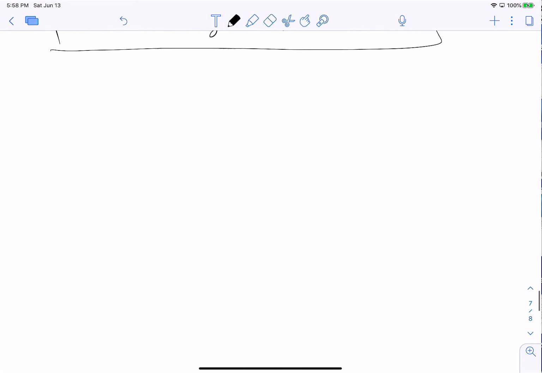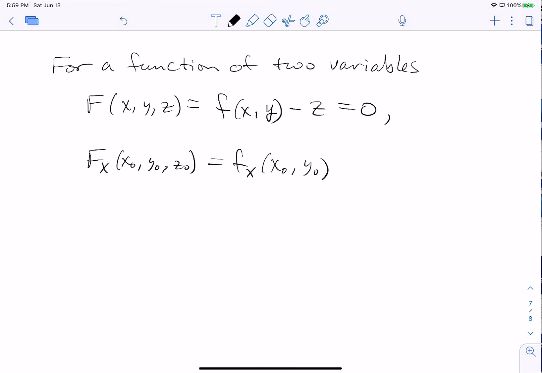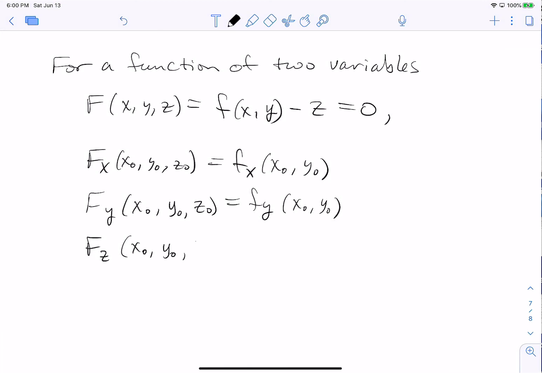This can be applied to a function of two variables. We construct a function F of x, y, z, so that's uppercase F, as lowercase f of x, y minus z is equal to 0. So we're just denoting what space we're in, right? Then uppercase Fx at x naught, y naught, z naught becomes lowercase fx at x naught, y naught. Likewise for the partial with respect to y. The partial with respect to z at x naught, y naught, z naught for uppercase F is then -1.